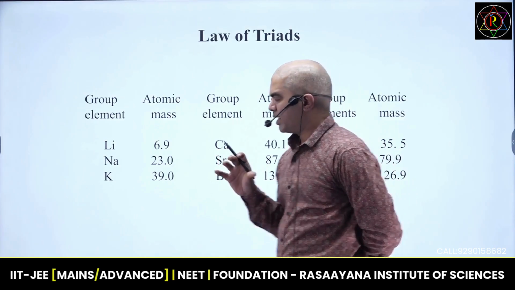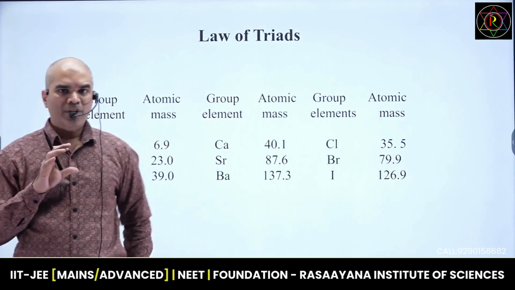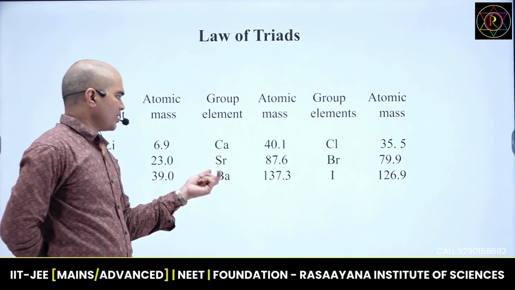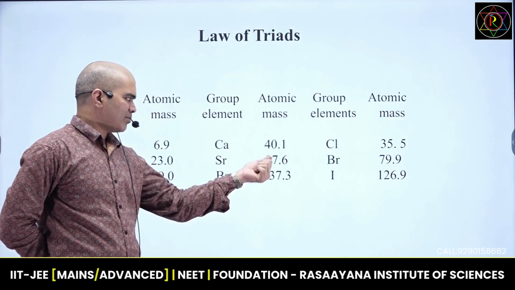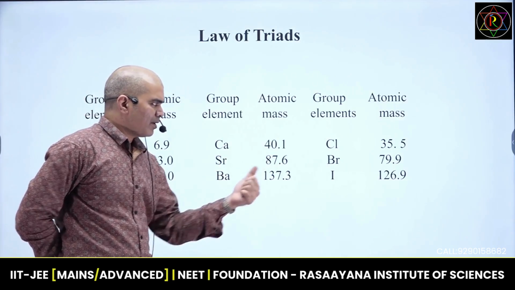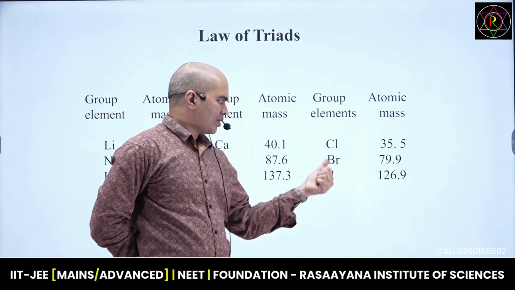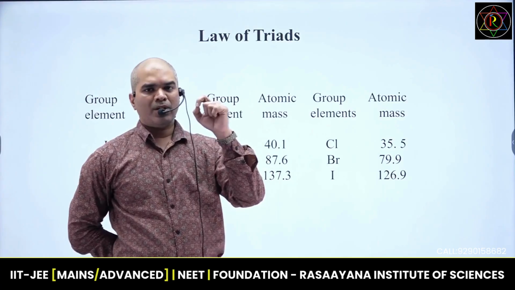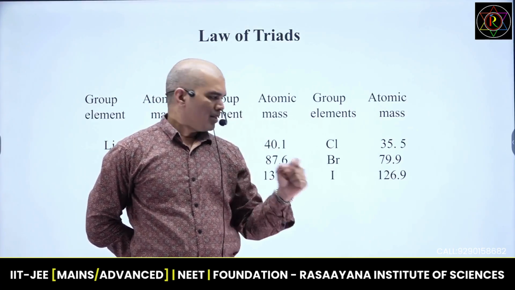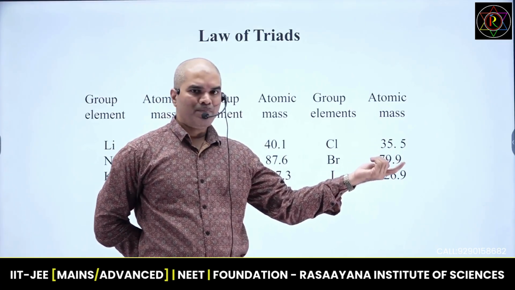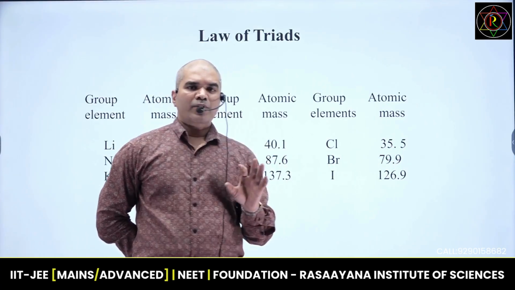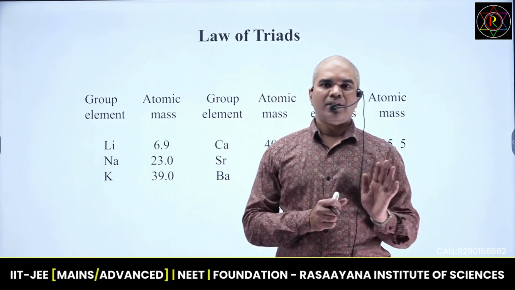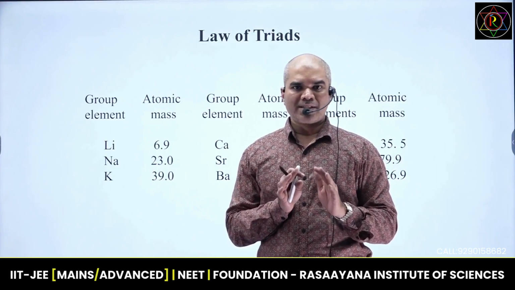He has taken several triads. Here I am just showing you 3 different triads. One is lithium, sodium, potassium. One is calcium, strontium, and barium, where the atomic mass of strontium is the average of calcium and barium. The atomic mass of bromine is the average of chlorine and iodine. It is not exactly 79.9 that you will be getting, but it will be very close to 80. So 79.9 is also very close to 80. The law of triads was successful only with a few sets of elements, not with every set of elements. So even this type of classification was not successful.